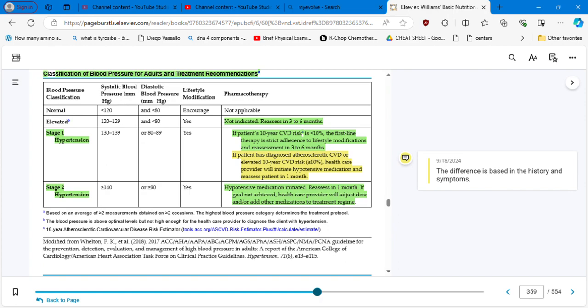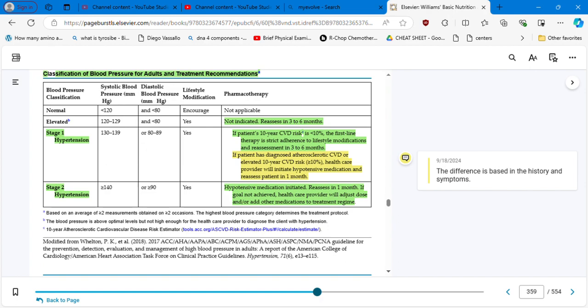If the patient's 10-year CVD risk is less than 10%, the first line therapy is strict adherence to lifestyle modifications and reassessment in 3 to 6 months. Okay, my friend, you need to stop eating this type of food, and you need to start to change your lifestyle. Okay. If the patient has diagnosed atherosclerosis or elevated 10-year CVD risk, the healthcare provider will initiate antihypertensive medication and reassess the patient in 1 month. So that's why it's very important to have your application to see if the patient is at CVD risk.